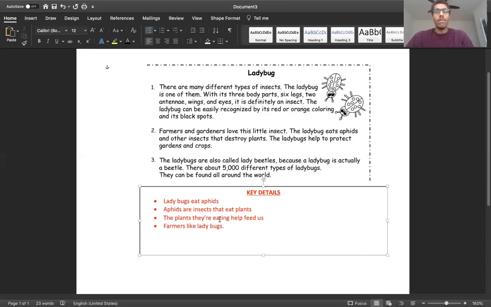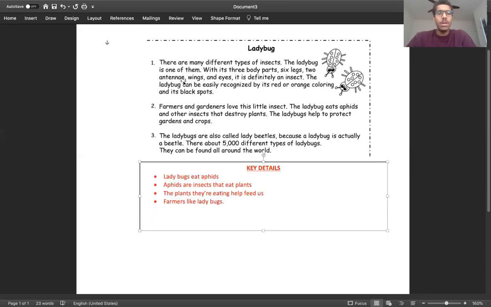We're going to start at number one, friends. There are many different types of insects. The ladybug is one of them. With its three body parts, six legs, two antennae, wings, and its eyes, it is definitely an insect. The ladybug can be easily recognized by its red or orange coloring and its black spots.